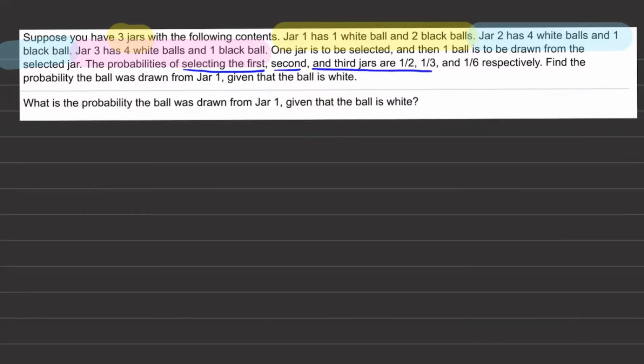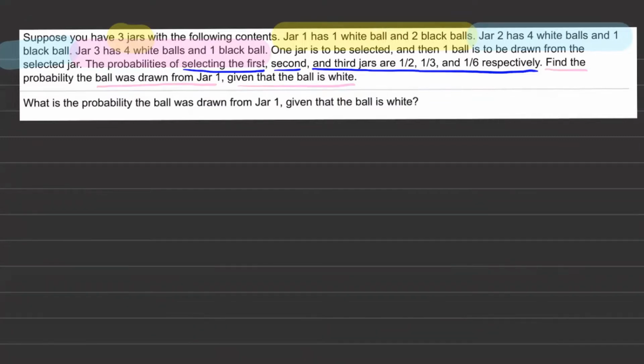Well, we know these probabilities, so they're given respectively. We want to find the following. What is the probability that the ball was drawn from jar 1 given the ball is white? All right, so there's a lot of information. Let's go ahead and draw something like this. You always want to draw a picture because it's possible to actually draw one.